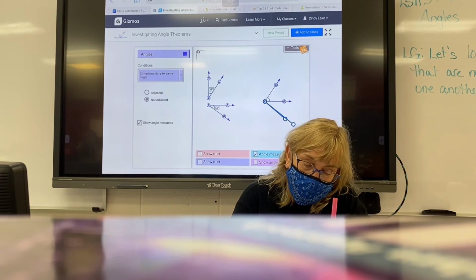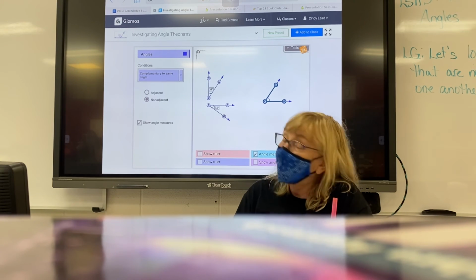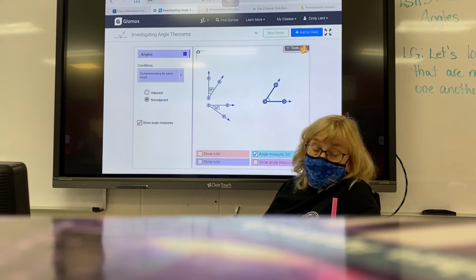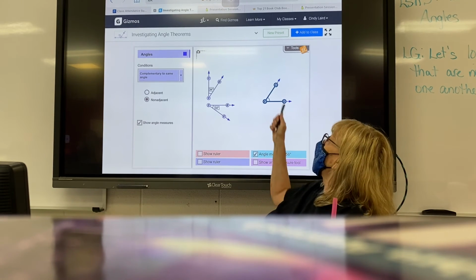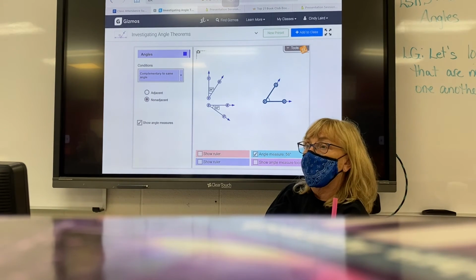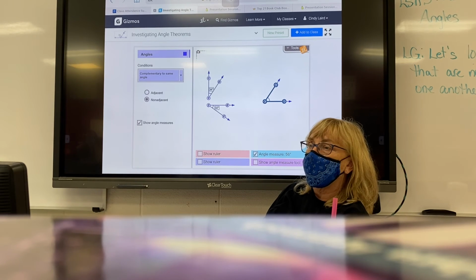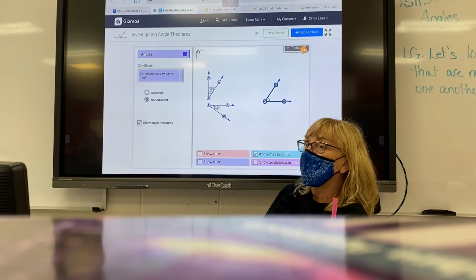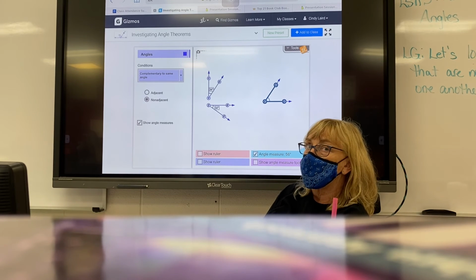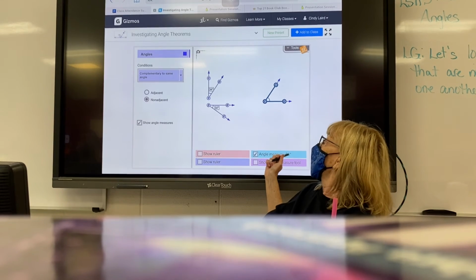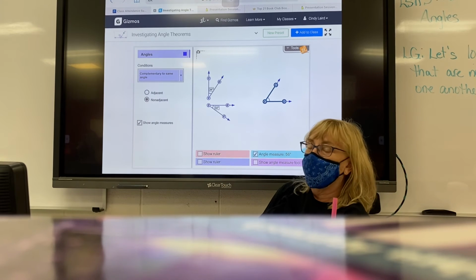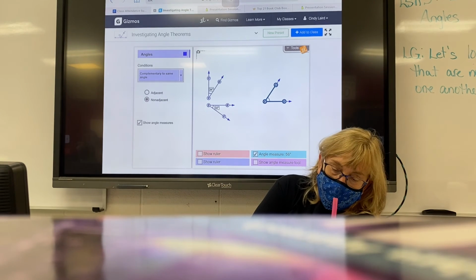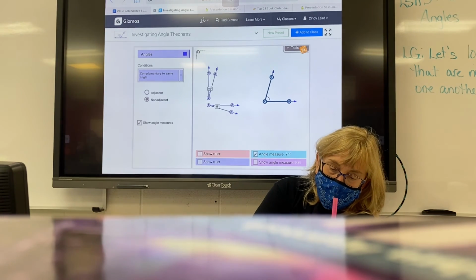Let's see what that one measures. If you go to the Gizmos, I have assigned it to you. You can find it in your Gizmo, and you can play with this later. So I clicked on angle measure, that's 56. What makes it complementary? Why is that complementary to this? What is 56 plus 34? That's 90.